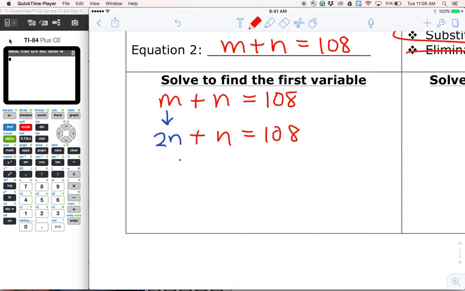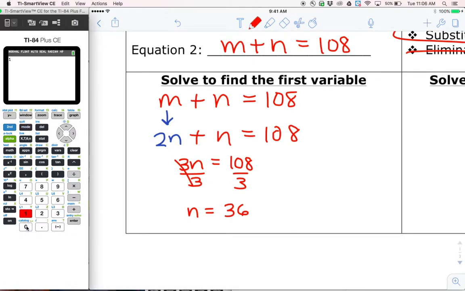Because now I can solve. I got 3N equals 108. Let's divide both sides by 3. And I've got N is equal to 36. Right, let's double check that math here. We got 108 divided by 3, and we've got N is equal to 36.